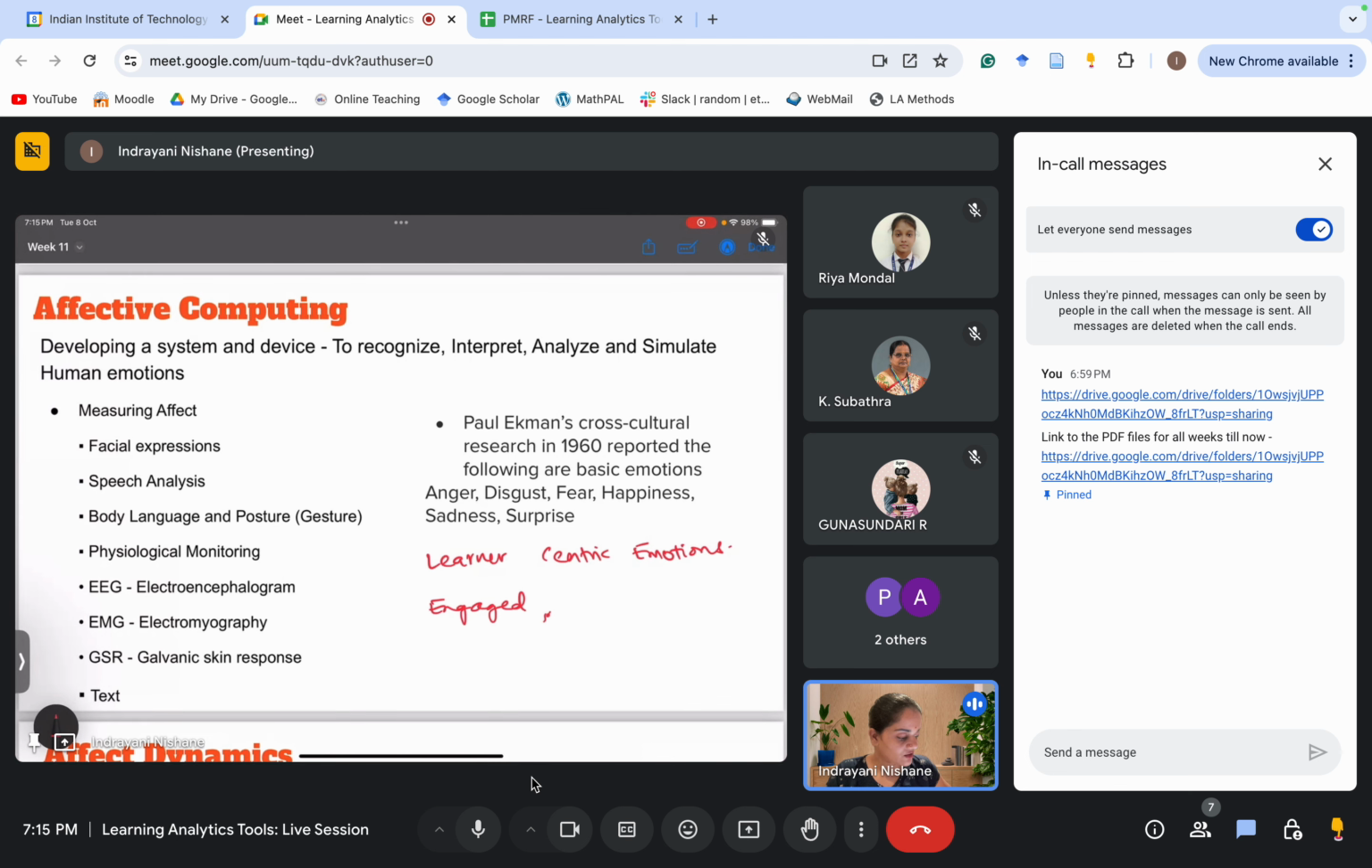So engaged, and then boredom, frustration. Then surprise is also one of the learner-centric emotions: when we are learning something totally unexpected, we may show some elements of surprise while learning. So these are a few of the learner-centric emotions.